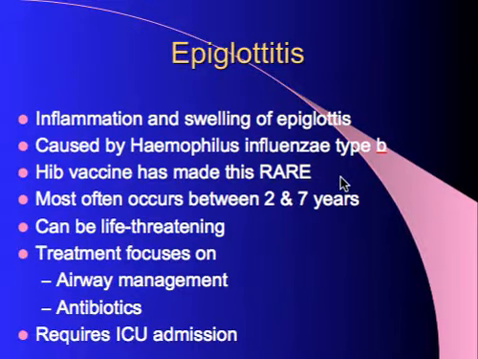At this point, I'm beginning on the second form of croup that we'll be talking about, which is epiglottitis. Epiglottitis is an inflammation or swelling of the epiglottis. It's caused by the Haemophilus influenzae type B bacteria. And the Hib vaccine that we administer to infants and toddlers has made this a very rare occurrence.